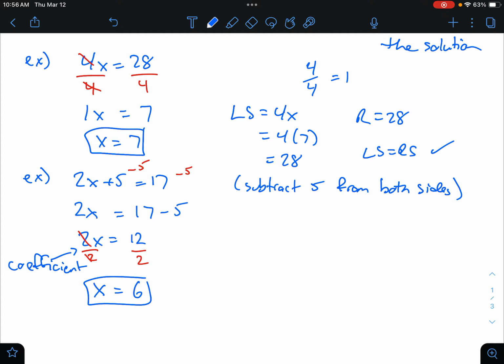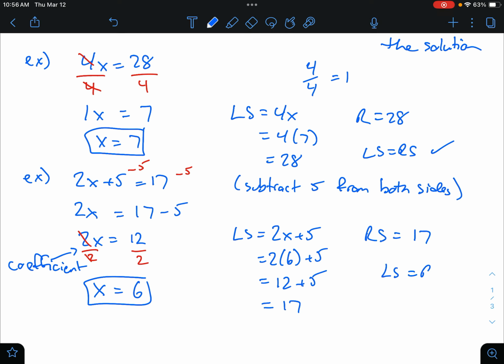There's your answer. So let's try a check on this one. Left side is going to be 2x plus 5. That was my original left side of the equation. Sub in the x, so we're going to get 2 bracket 6 plus 5, which gives me 2 times 6 is 12. And this ends up being 17. The right side of my original equation was 17. So the left side equals the right side.